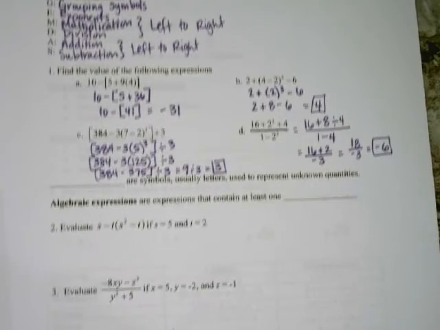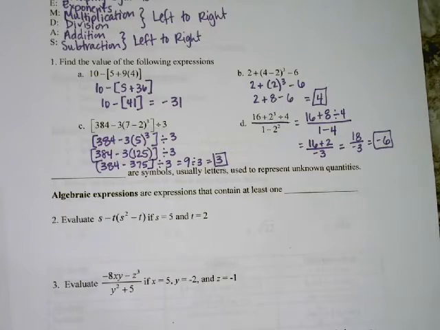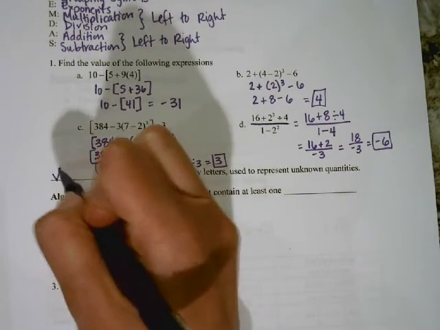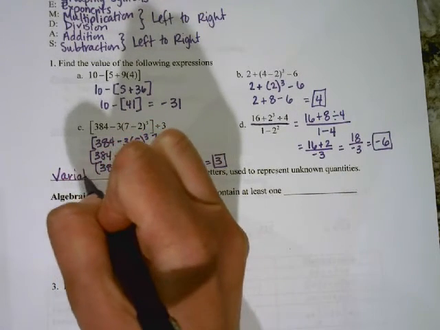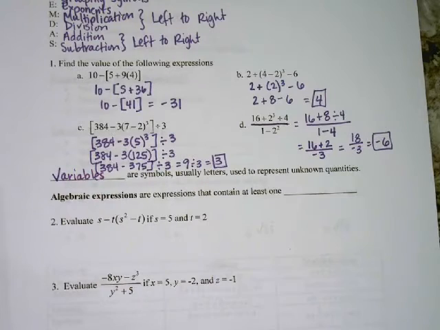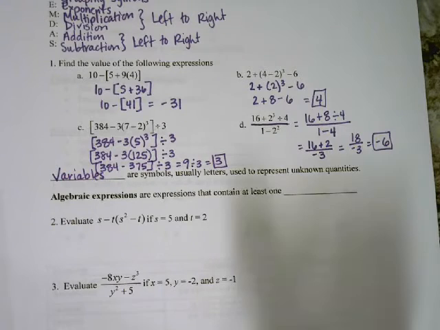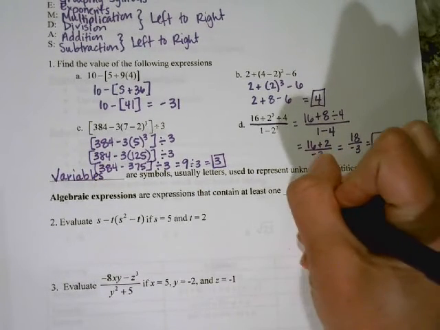Alrighty, filling in some blanks. Variables are symbols, usually letters, used to represent unknown quantities. Algebraic expressions are expressions that contain at least one variable.